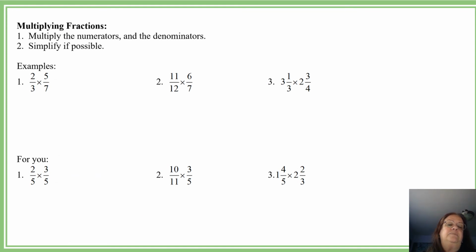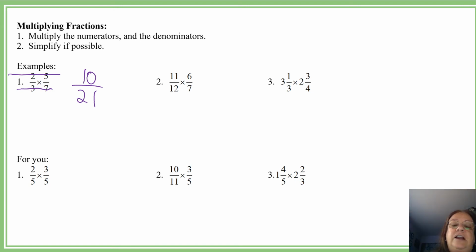Multiplying fractions. Multiply the numerators and the denominators. Simplify if possible. Okay, so for fractions, you're just multiplying straight across, right? So 2 times 5 is 10. 3 times 7 is 21. Nothing was able to cross out.